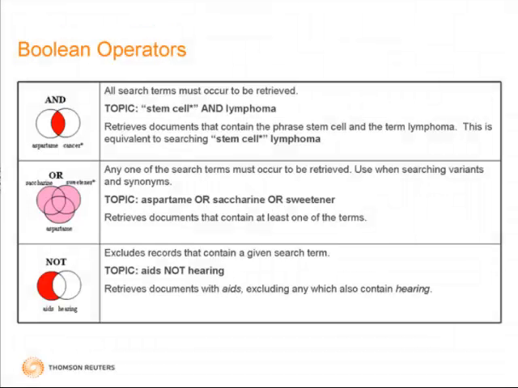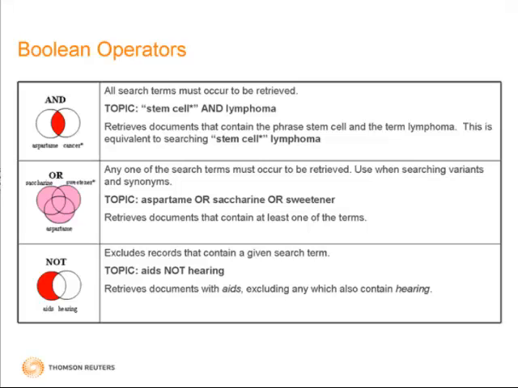Search operators allow you to combine terms in exact ways to find just what you're looking for. The AND operator finds all terms entered. The example shown here will find the phrase stem cell, as well as the word lymphoma. When using OR, at least one term must occur. Aspartame, or saccharin, or sweetener will retrieve articles that contain any one of these terms.